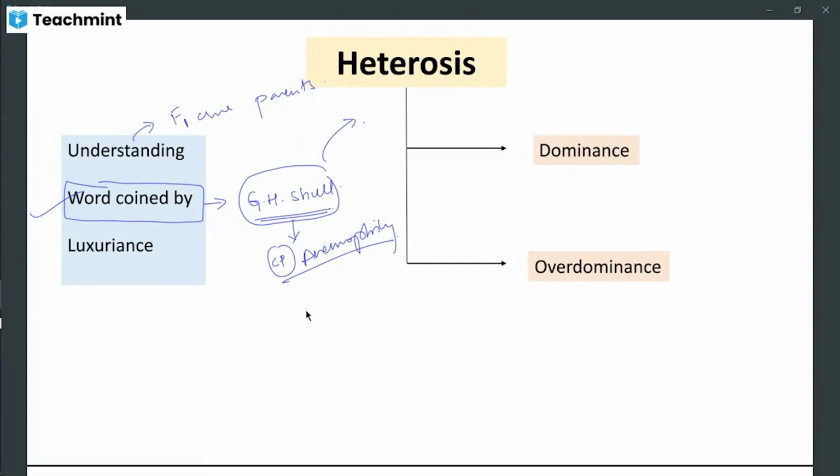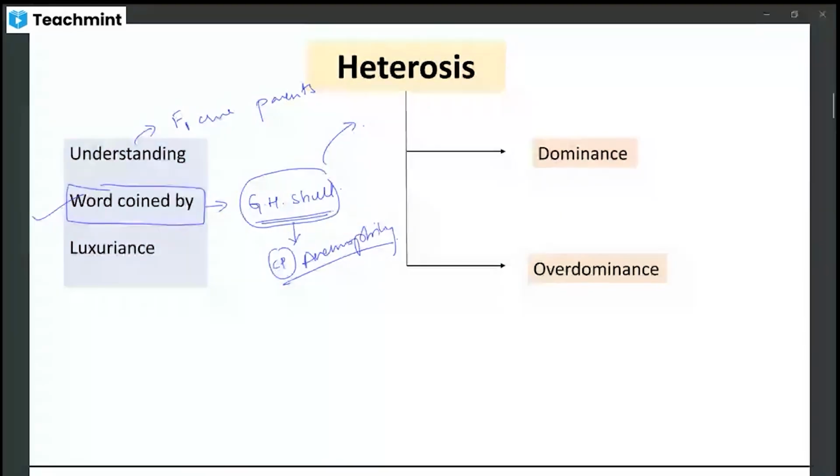Does anyone know what you mean by the term luxuriance? Even though this is not in the syllabus, it is important to know. So what do you mean by the term luxuriance?